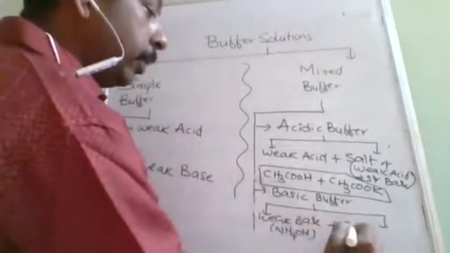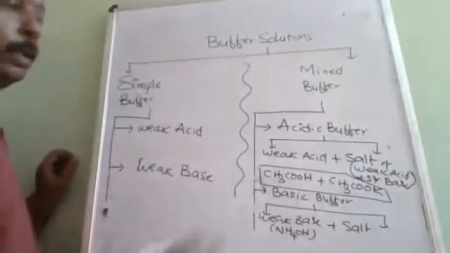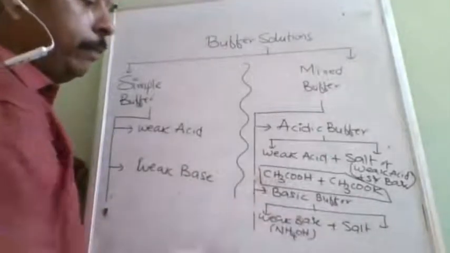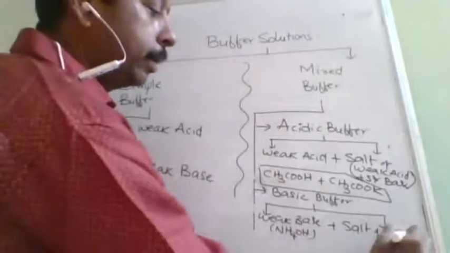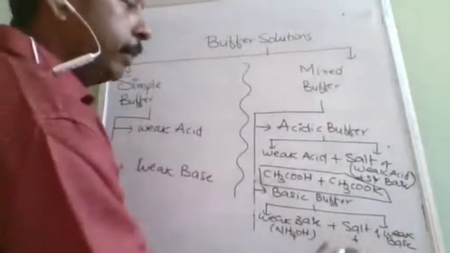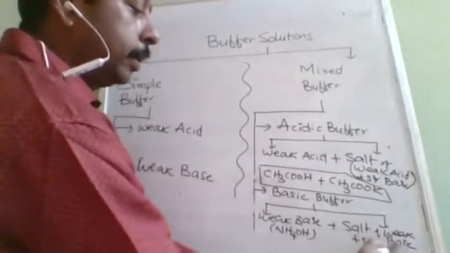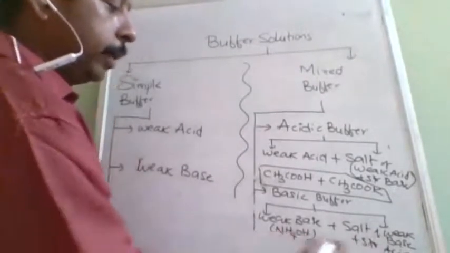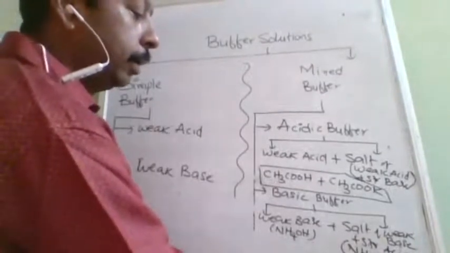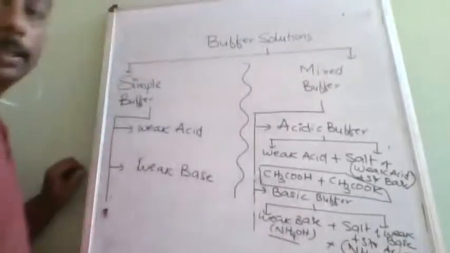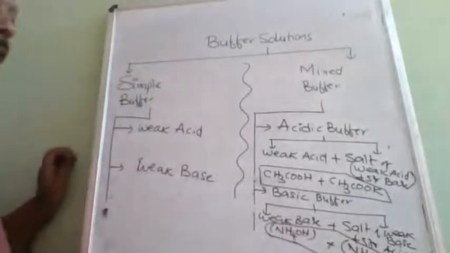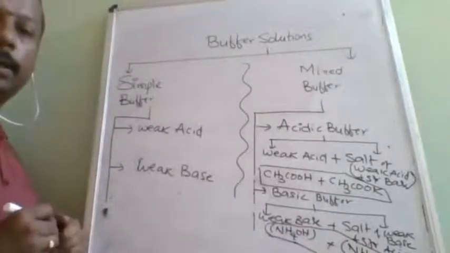Here the same kind of salt should be made, but whereas before we made salt from the weak acid, here we are going to make salt of the same weak base, but this time with a strong acid. For this strong acid, suppose sulfuric acid, I take (NH4)2SO4. Both collectively are called basic buffer.